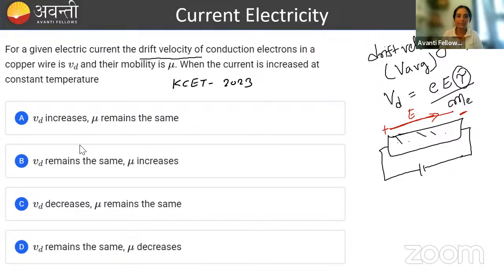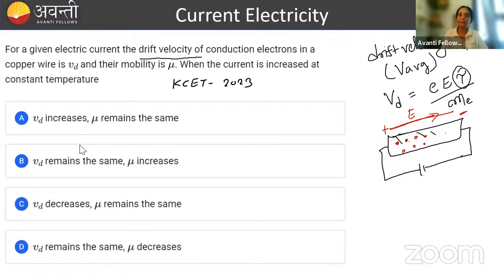What is tau? Since there are free charges inside the conductor, these free charges will collide with each other and then they will move for some time, again collide. The time in which it doesn't collide, in which it is moving in a relaxed period, not interacting with other charged particles, that duration of time is called relaxation time. Okay, so here it is.